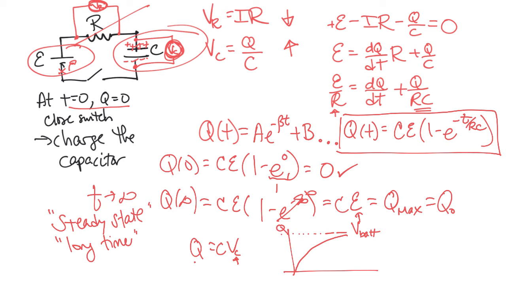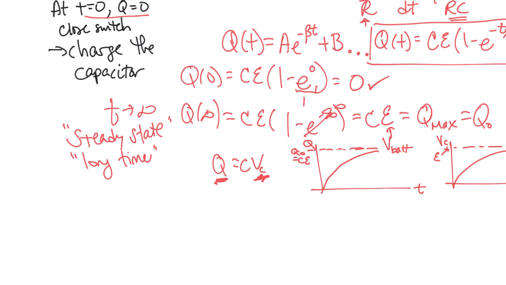Okay, so this Q versus t, that value that it goes to asymptotically is that Q naught, which is C times the EMF of the battery. Okay, this is the exact same graph for V sub C. Because V sub C is proportional to Q, they're going to have the exact same shape, and that value that it's going to asymptotically reach is the EMF, right?